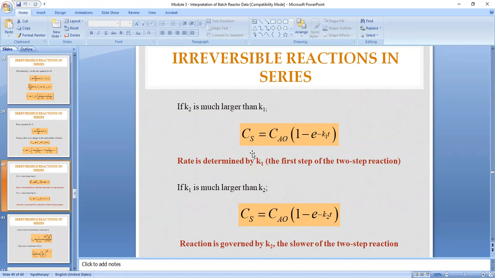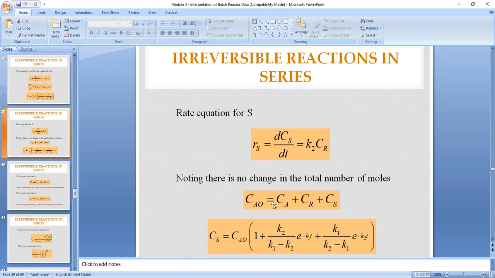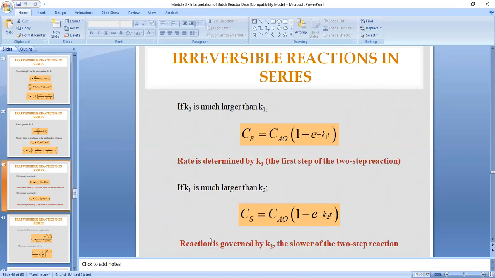So the rate of formation of the final product S is dependent only on the slowest step, which is the first step. Why? Because of this. K sub 2 is much larger than K sub 1. If we interchange it, if K sub 1 is much larger than K sub 2, meaning it's the second step that is the slowest, the rate of formation of the final product S will now be dependent on that particular step. Again, go back here and do your mathematics the way we did it for the first scenario. Okay, reaction is governed in this case by K sub 2, the slower of the two-step reaction.